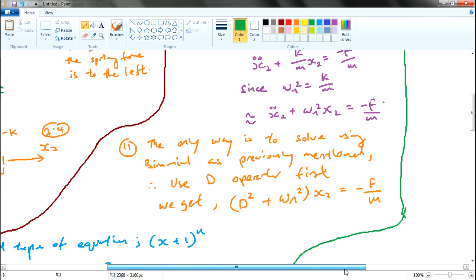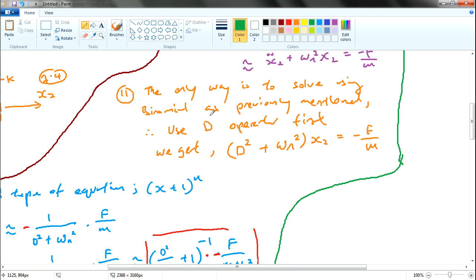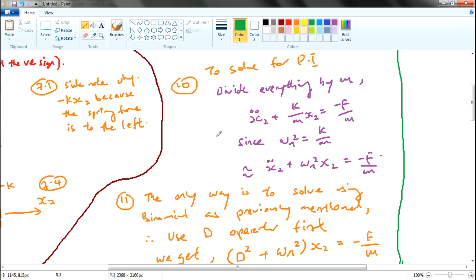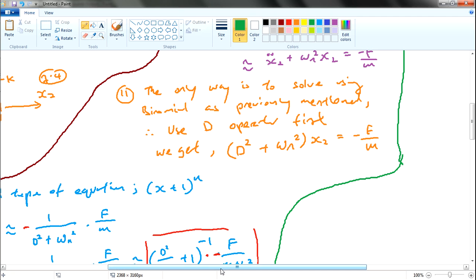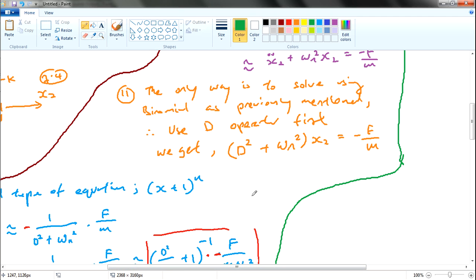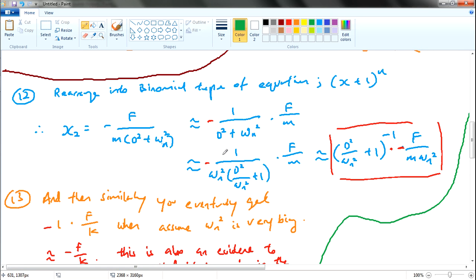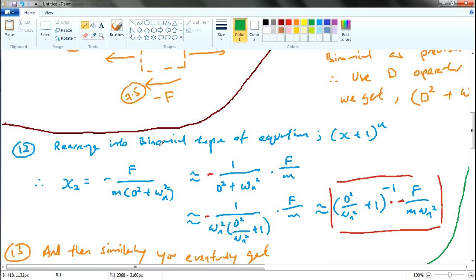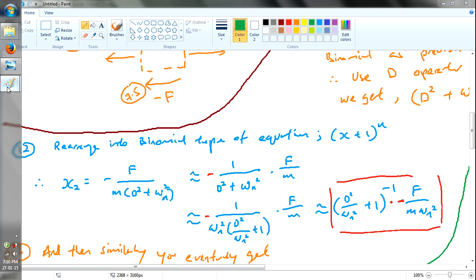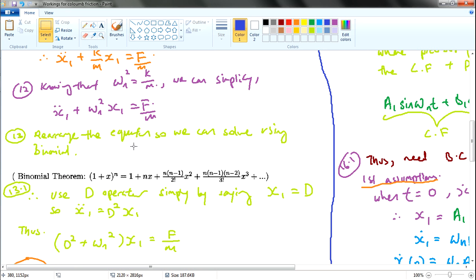So the only way is to solve using binomial, as we explained earlier why we cannot solve using the typical differential equation method for the particular integral, because we will make the equation more hairy and you have no final answer for that. We rearrange the equation into binomial type, which is the (x plus 1) to the power of n form, if you remember, such that we can plot out a series in accordance to x and n.